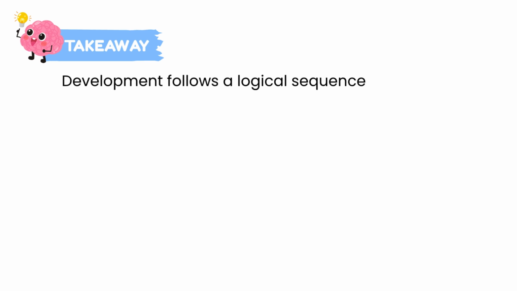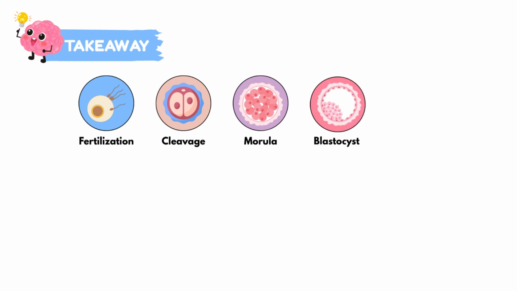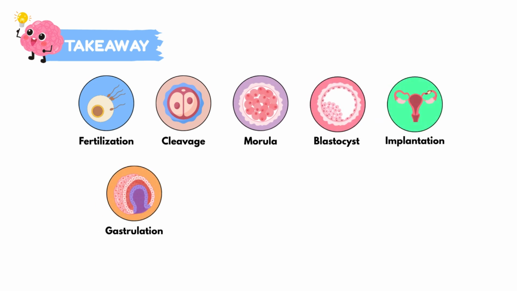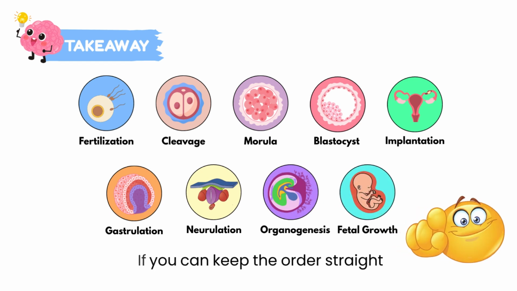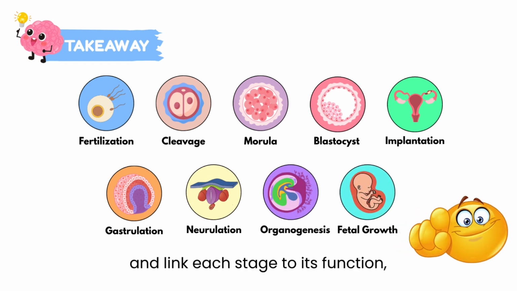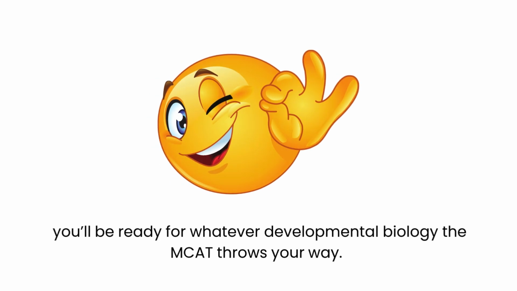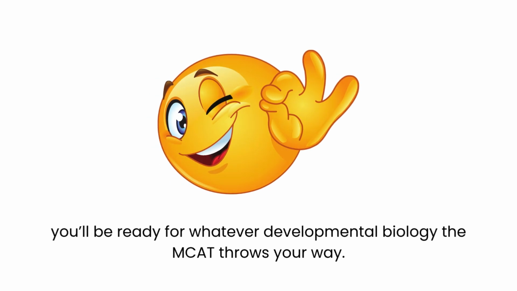So here's the takeaway. Development follows a logical sequence: fertilization, cleavage, morula, blastocyst, implantation, gastrulation, neurulation, organogenesis, then fetal growth. If you can keep the order straight and link each stage to its function, you'll be ready for whatever developmental biology the MCAT throws your way.